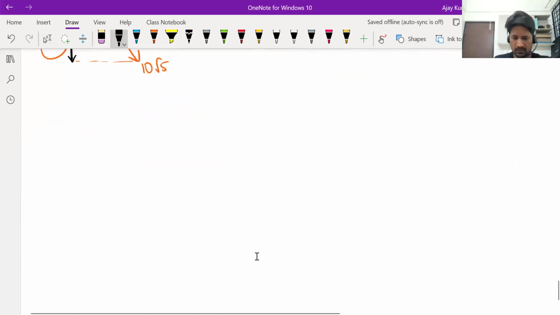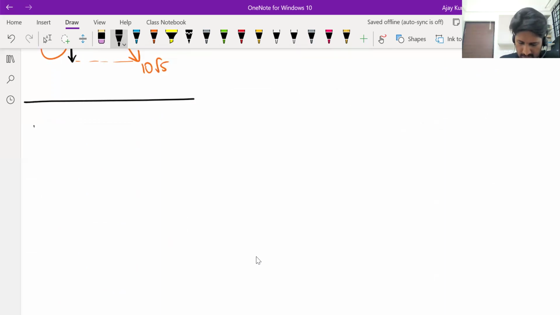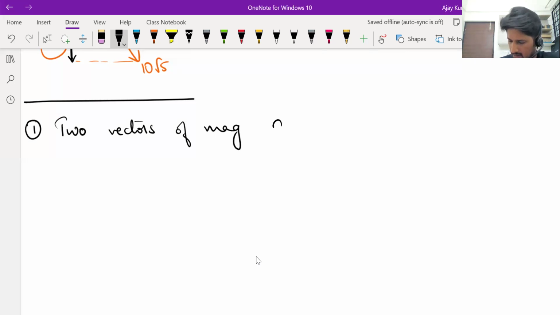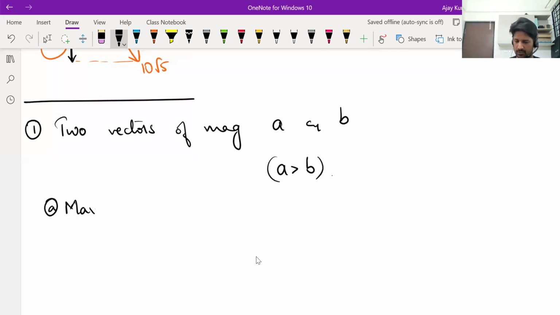Okay. Now try to answer this using your logic. Two vectors are there of magnitudes A and B. Assume A is greater than B. We don't know about their directions, but their magnitudes are A and B. First question. What is the maximum possible magnitude of their resultant?